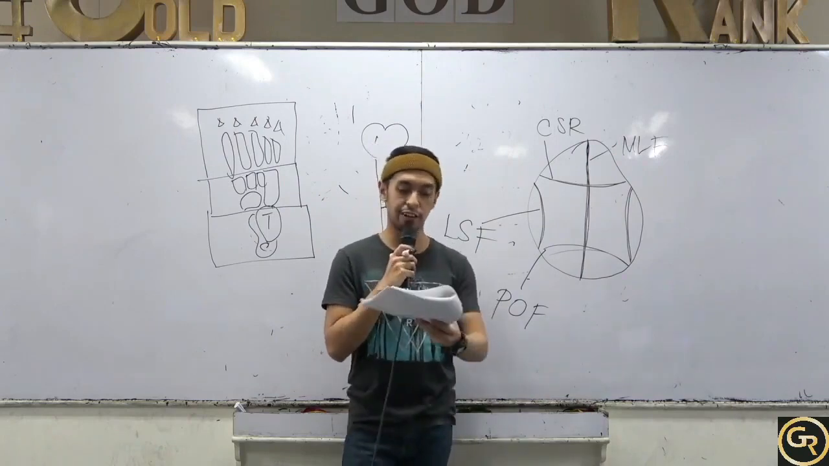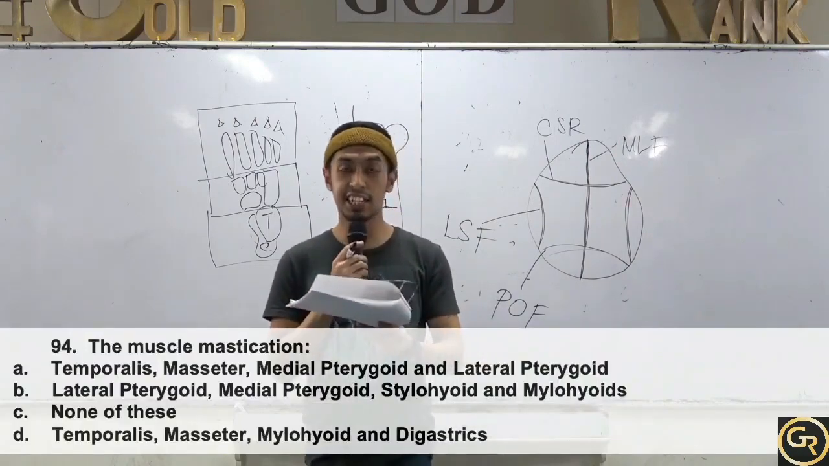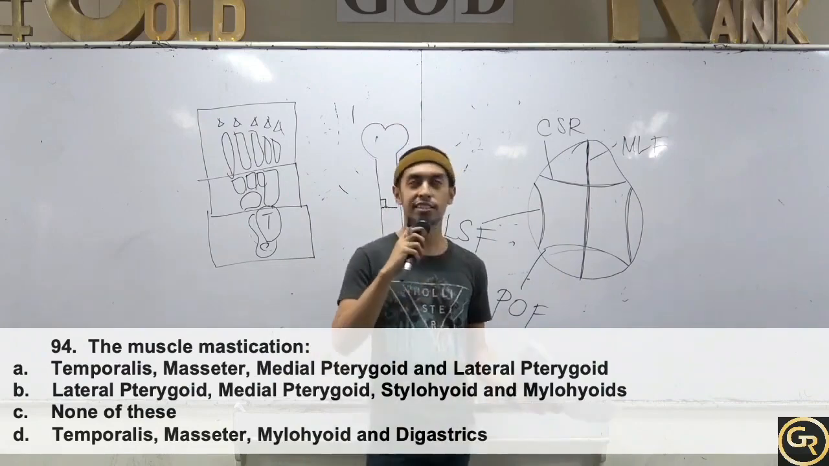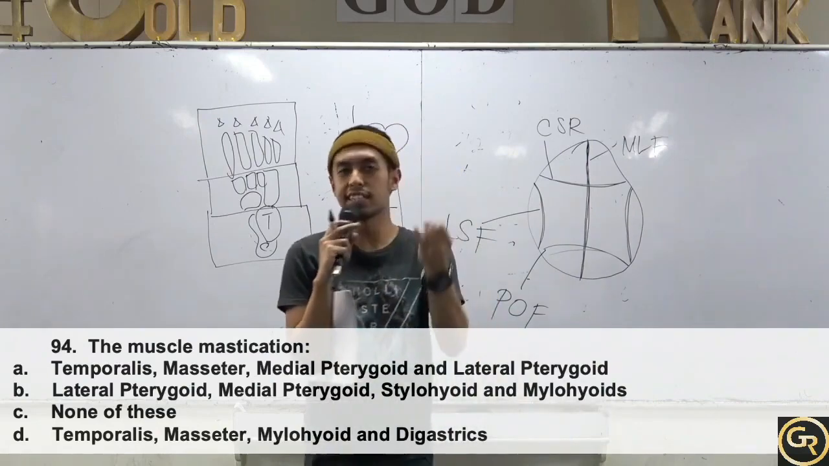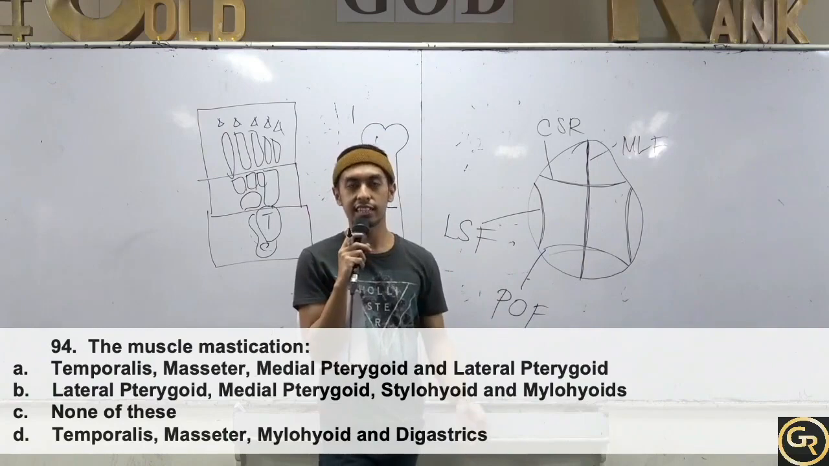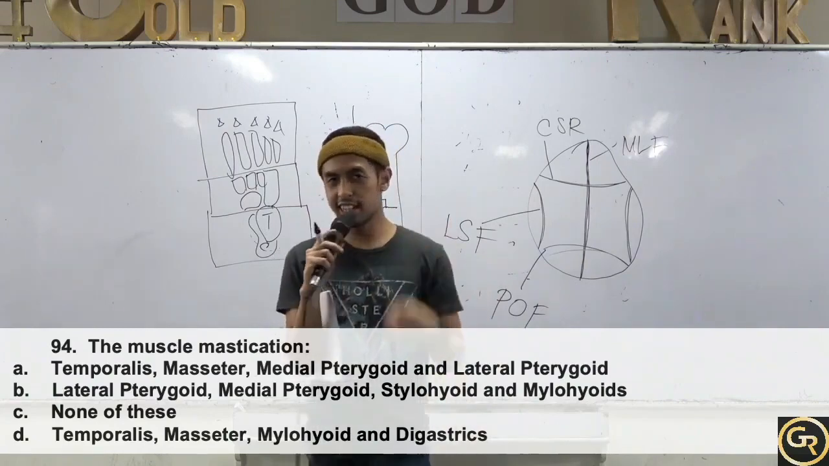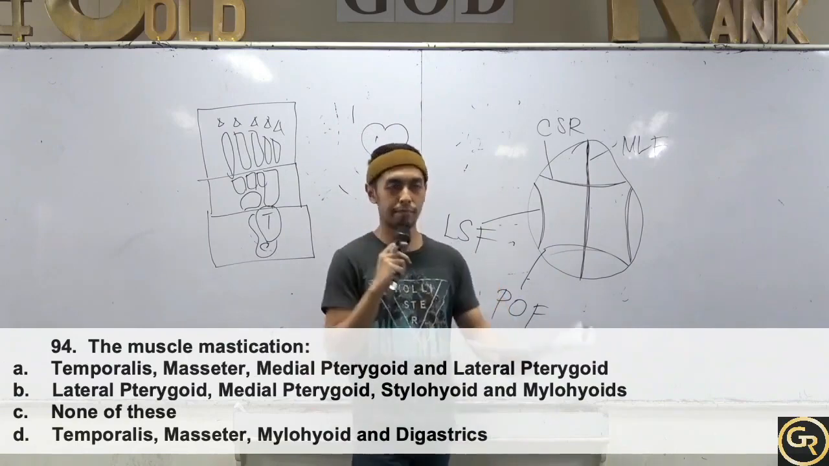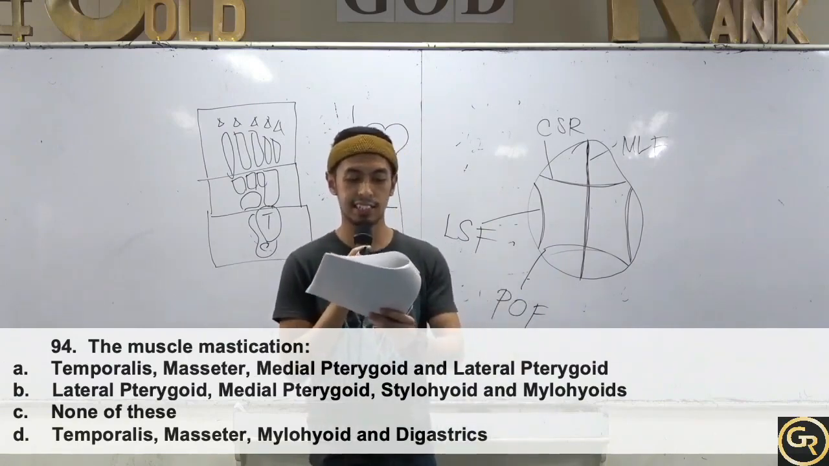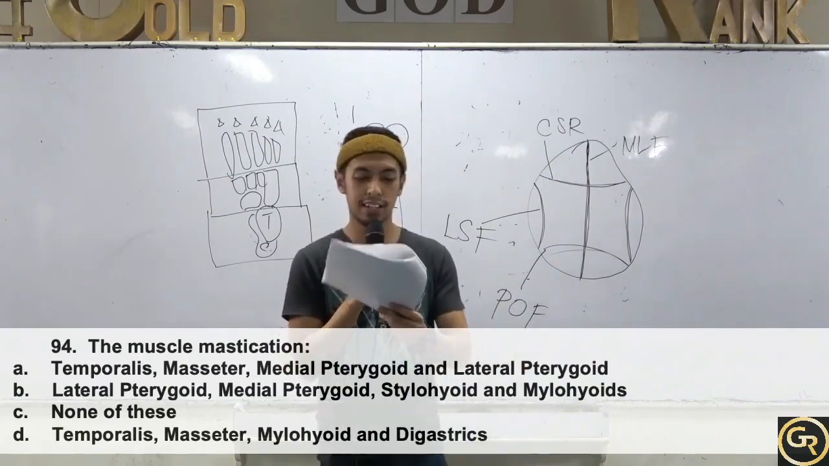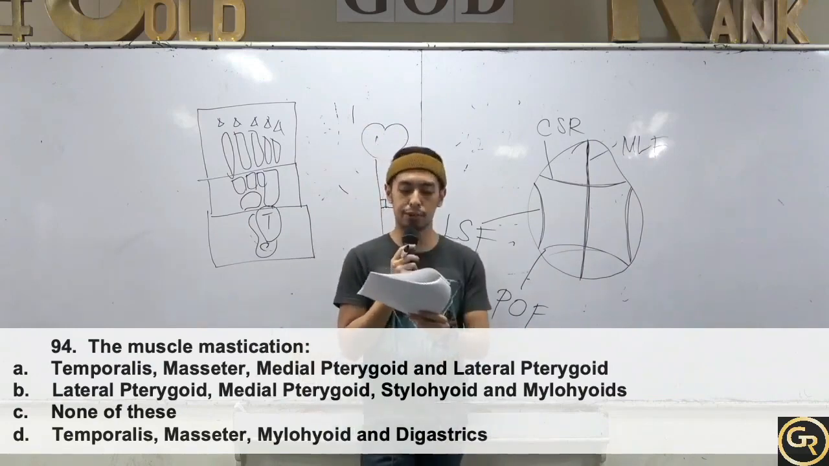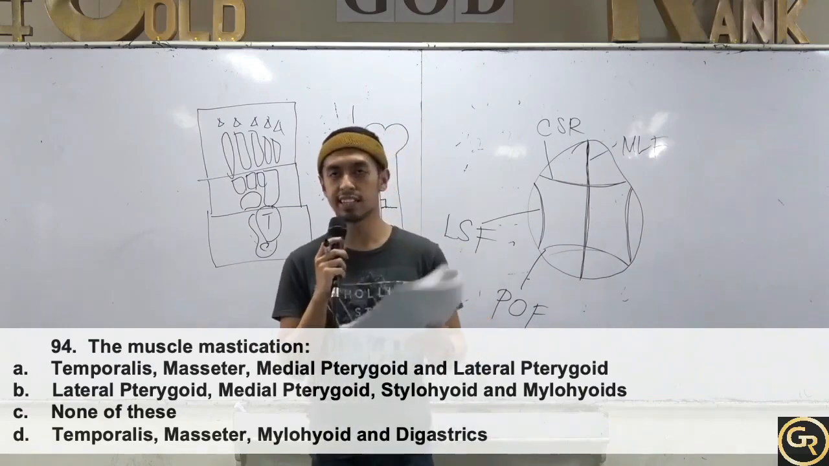Okay, number 94. The muscles of mastication. Okay, ano-ano po ang muscles of mastication natin? You have your masseter, you have your temporalis, you have your medial pterygoid, you also have your lateral pterygoid. Okay, you have 4 primary muscles of mastication. That's letter apple. Your temporalis, masseter, medial, and lateral pterygoids.